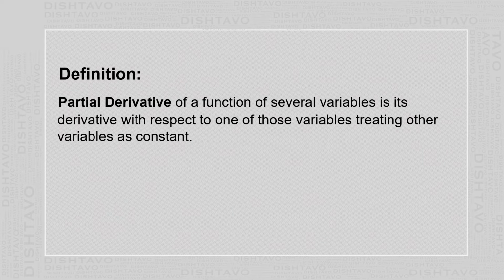Suppose we have a function of many independent variables. Then the partial derivative of a given function with respect to a given variable is the ordinary derivative with respect to that variable, done by keeping all the other variables constant.